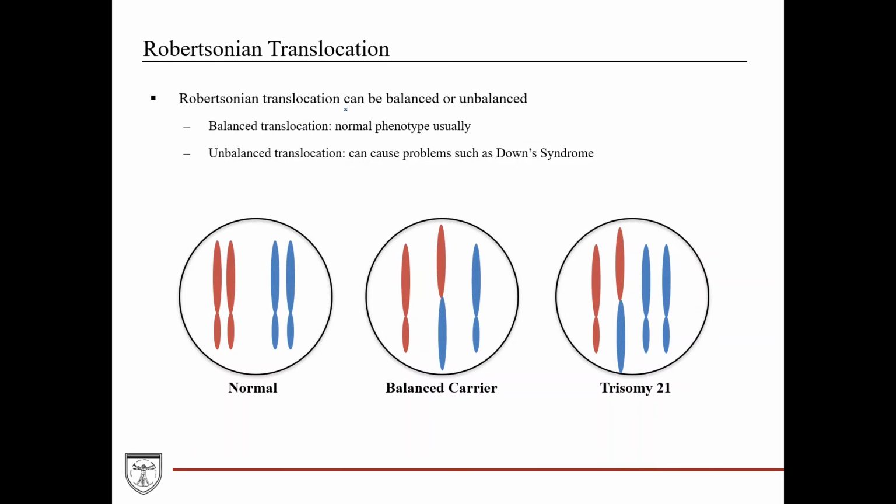So just to recap here, it can be balanced or unbalanced. So a balanced translocation is a normal phenotype usually. So this is balanced because you have 2 copies of 14 and 2 copies of 21. Here you have a fused long arm chromosome, but since you have the important information from 14 pairing with a normal 14 chromosome, and then you have the important information on the long arm for 21 pairing with a normal 21 chromosome, you still have 2 copies of the 14 chromosome and essentially 2 copies of the 21 chromosome. So this is a balanced carrier and this is normal.